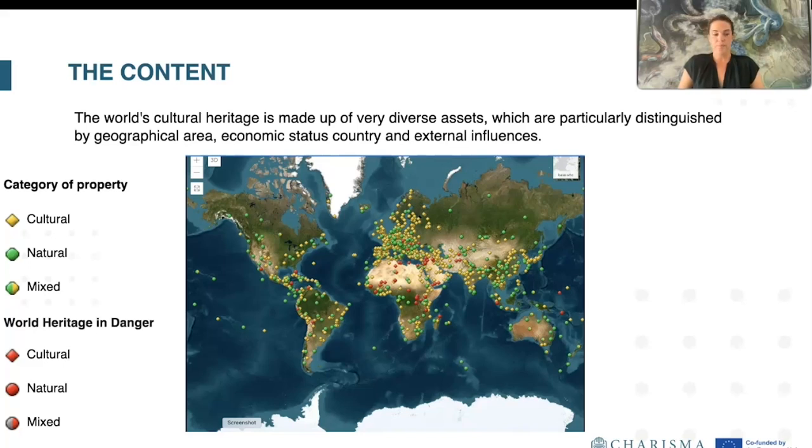This map is on the web. You can take a look at it. It's actually in real time, and it gives us an idea of the concentration of the heritage around the world, and also an idea of where a figure like a risk manager is more necessary in the world.